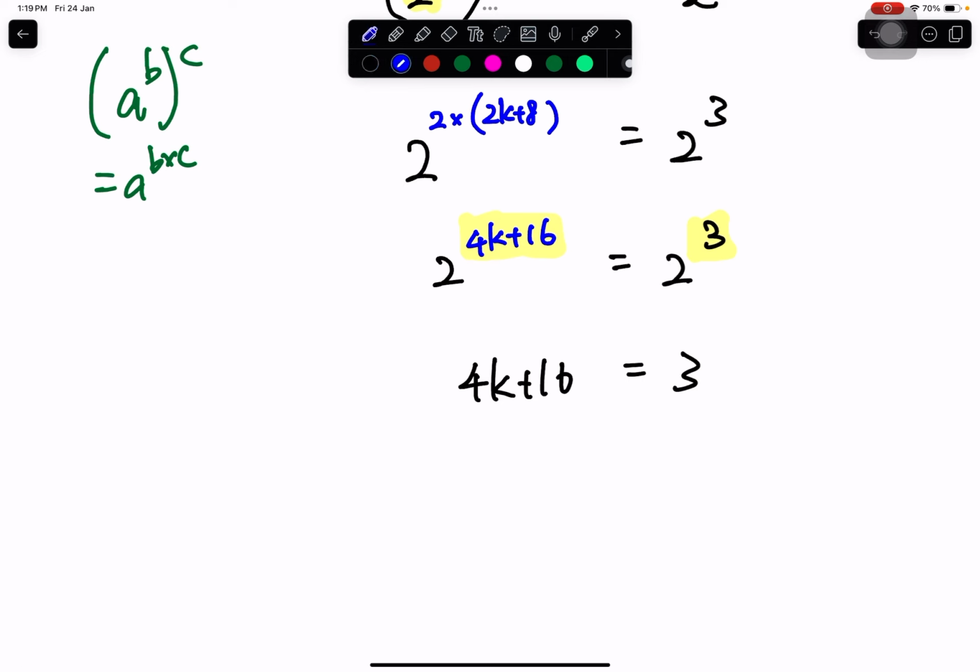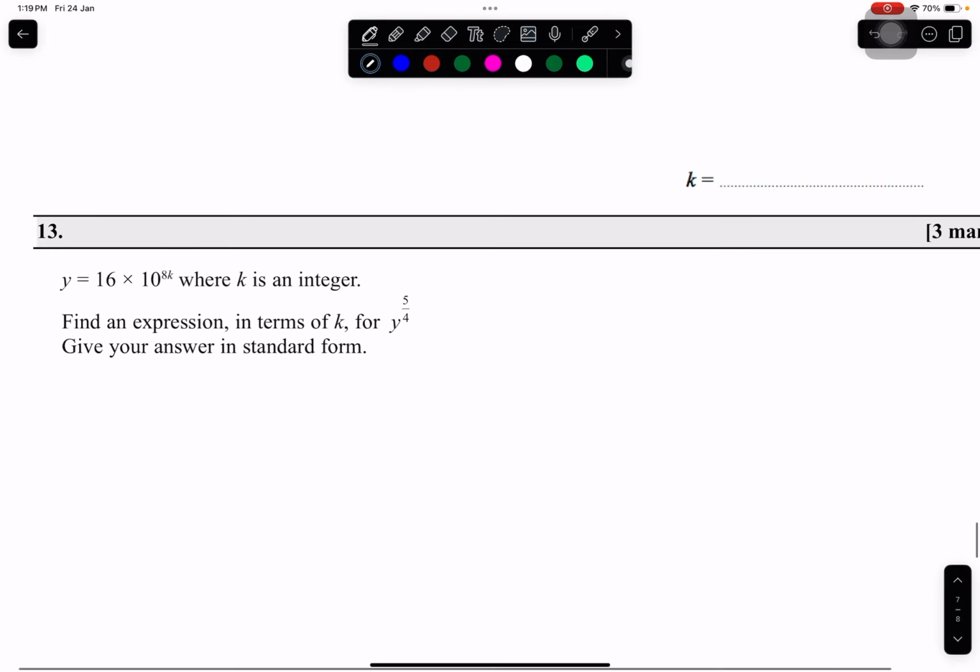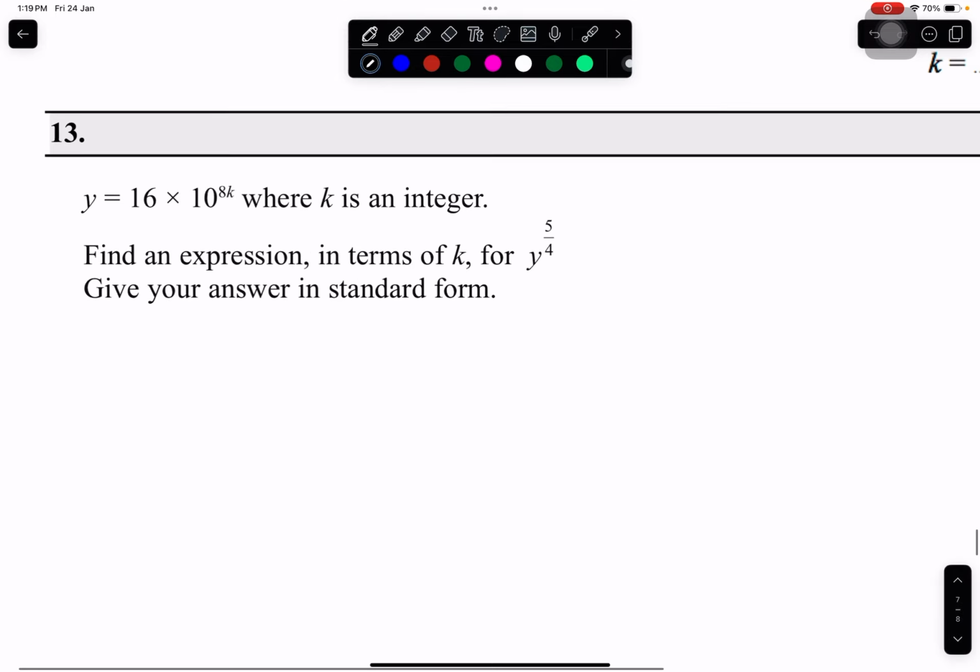So do the simple algebra, minus 16, minus 16. 4k equals to negative 13. K equals to negative 13 over 4. Okay, move on.